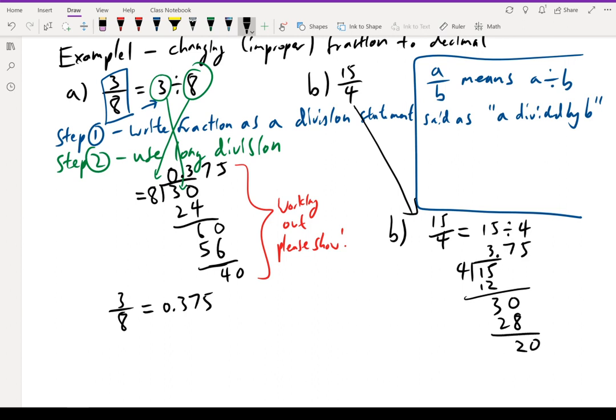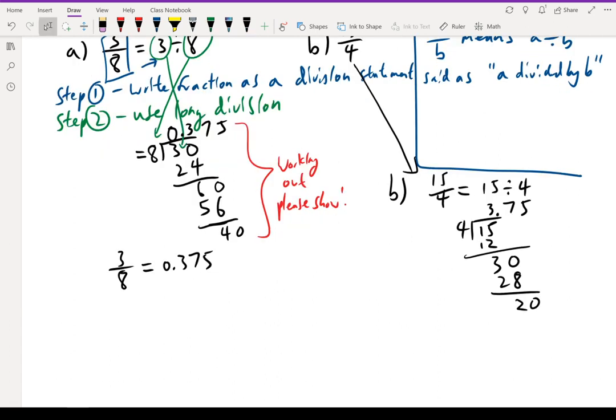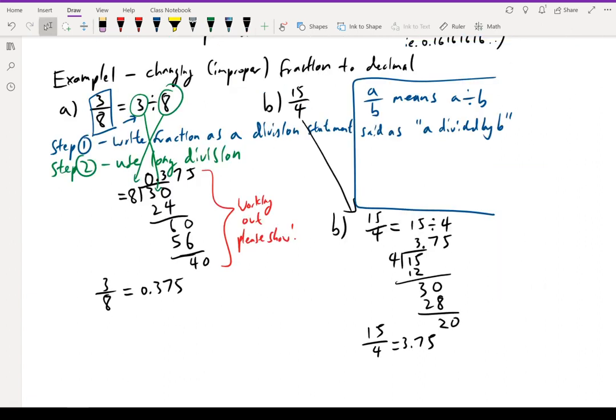So this is how you change an improper fraction into a decimal. So that's it. Lastly, you just write 15 over 4 is equal to 3.75. So that's example 1, writing an improper fraction or a normal fraction as a decimal. Now, let's go on to example 2.